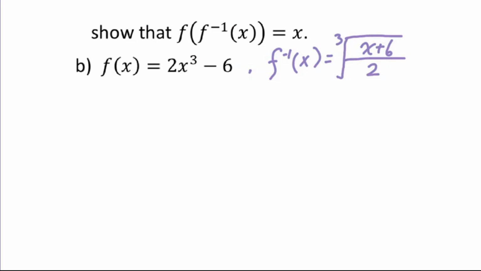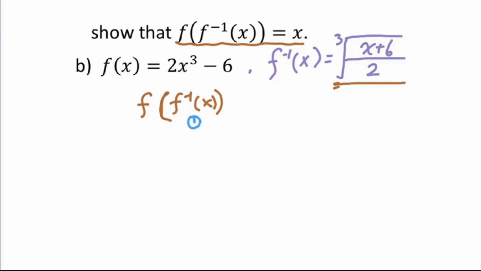Show that f of inverse of f of x equals x. We already figured out for f(x) equals 2x to the power of 3 minus 6, the inverse function is the cubic root of (x plus 6) over 2. We want to prove these two are inverse functions, so we have to use this equation. The left side is a composite function, f of f inverse of x. That means we have to do the inside first and then go to the outside, that is the f function.